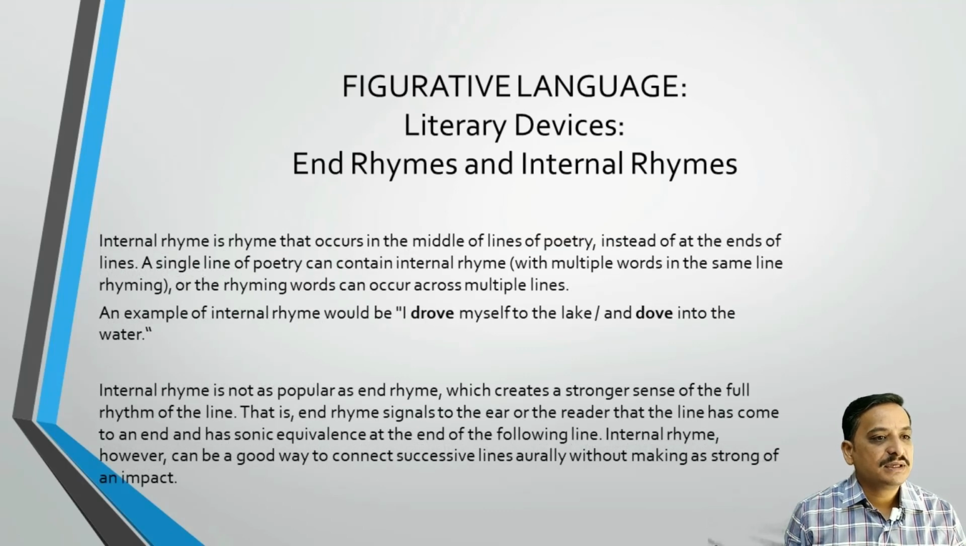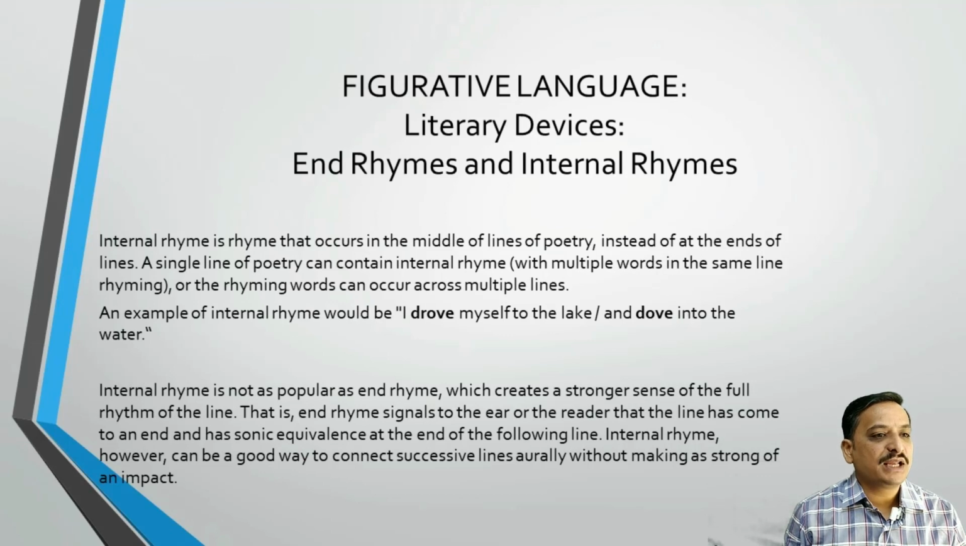Internal rhyme is a rhyme that occurs in the middle of lines of poetry, instead of at the ends of lines. A single line of poetry can contain several internal rhymes with multiple words in the same line rhyming, or the rhyming words can occur across multiple lines. For example, of an internal rhyme would be "I drove myself to the lake and dove into the water." Here, "drove" and "dove" are internal rhymes.